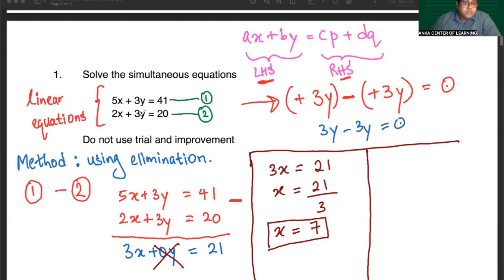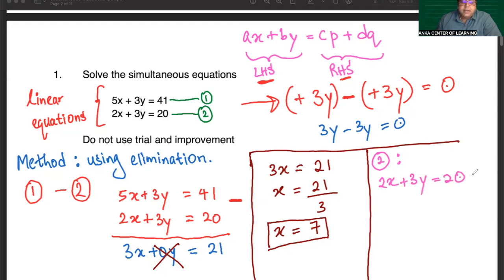I'm going to use the equation which has the smallest numbers. The reason being, since you are not using a calculator, it is easier to deal with smaller numbers when multiplying or dividing, adding or subtracting. So I'm going to go ahead and use equation number 2. I'm going to rewrite equation 2 in this case. That is 2x plus 3y equals 20.